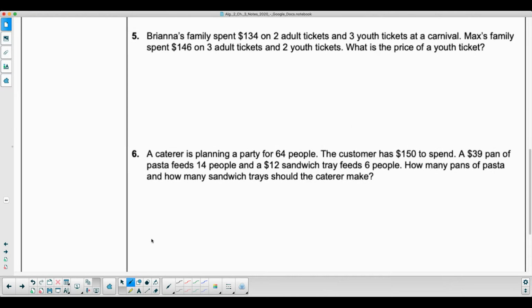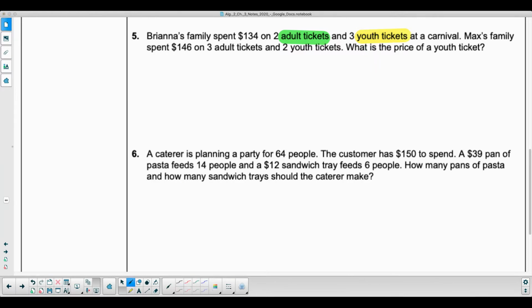All right, let's look at some word problems. Number 5, Brianna's family spent $134 on 2 adult tickets and 3 youth tickets at a carnival. Max's family spent $146 on 3 adult tickets and 2 youth tickets. What is the price of a youth ticket? So we're comparing youth tickets and adult tickets here, right? Adult tickets and youth tickets.